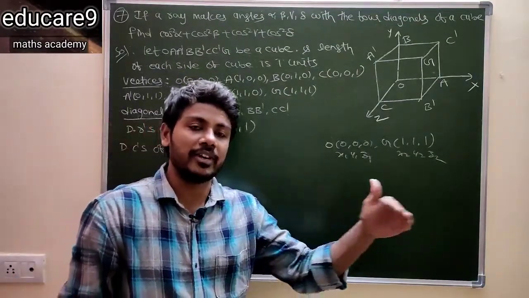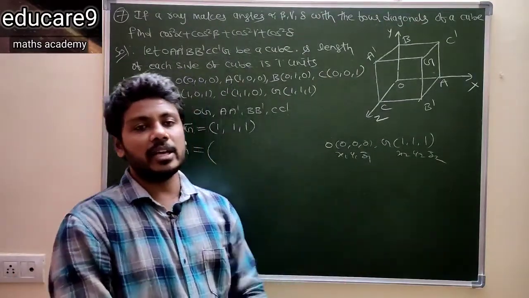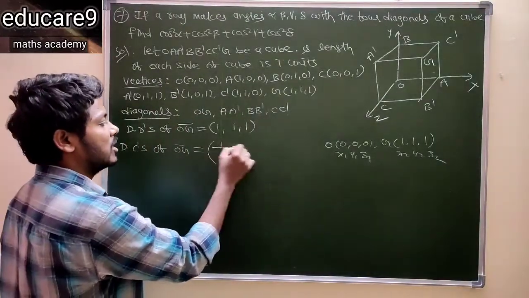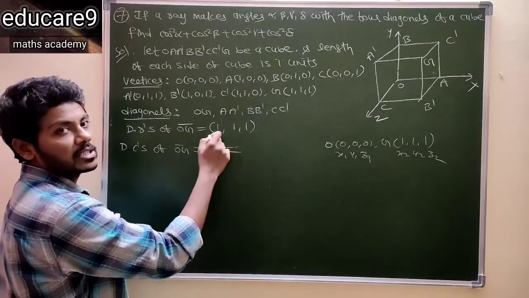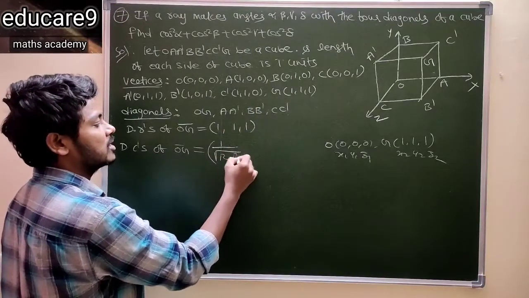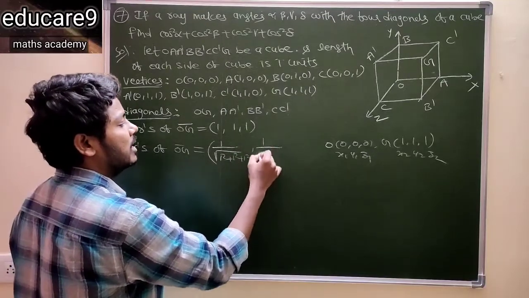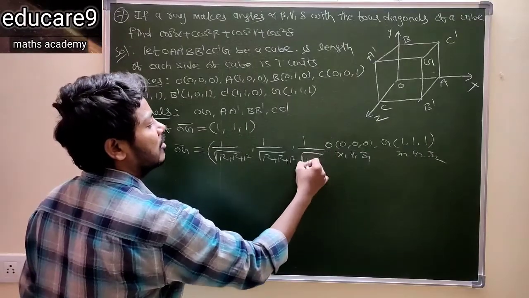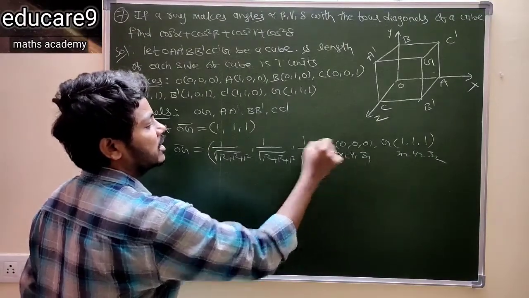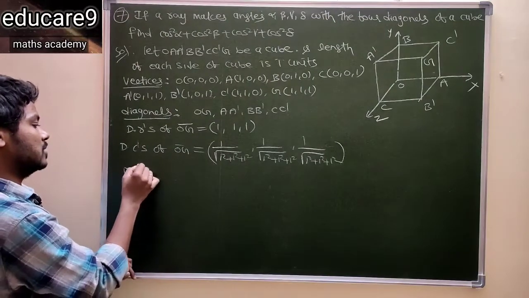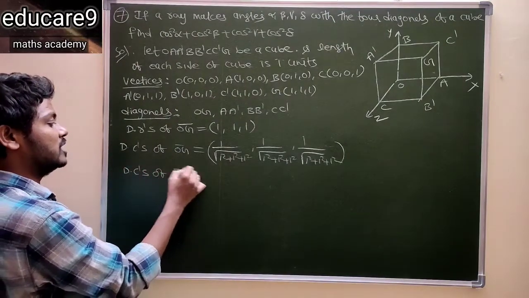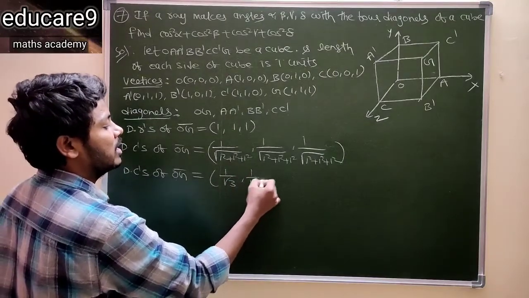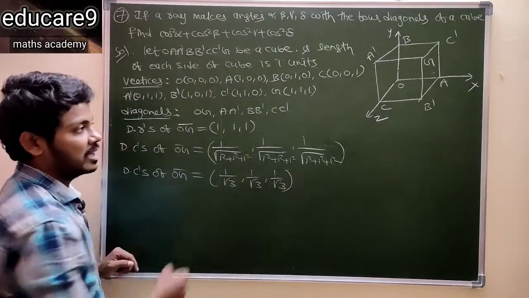And y by square root of x square plus y square plus z square. Similarly, z by square root of x square plus y square plus z square. So this is 1 by square root of the sum of squares of these three: 1 square plus 1 square plus 1 square, and 1 by 1 square plus 1 square plus 1 square, and 1 by 1 square plus 1 square plus 1 square. Therefore, the DCs of OG are what? 1 by root 3, 1 by root 3, 1 by root 3.